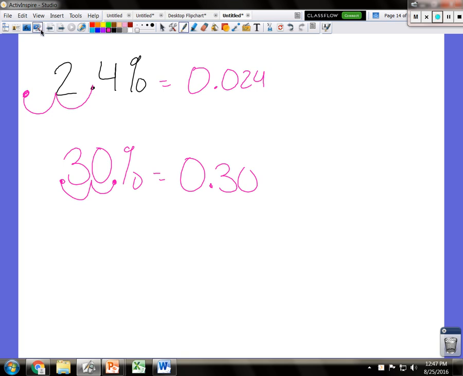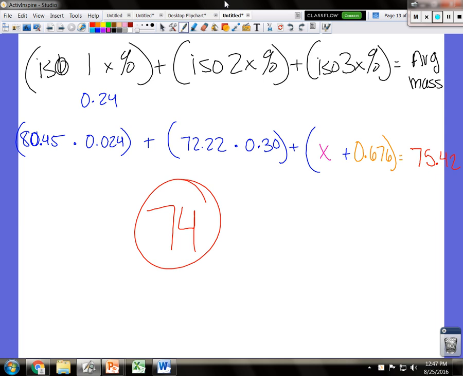Okay, that's a good question. Let's go back and look. Would you agree that they gave us that percent, which is really 2.4? They gave us that percent, which is 30, right? But they did not give us that percent. What should all percentages always add up to be? 100%. So you take 2.4 plus 30, which is 32.4, and subtract it from 100, which is 67.6%. Does that make sense? Any other questions on that one? Good deal.